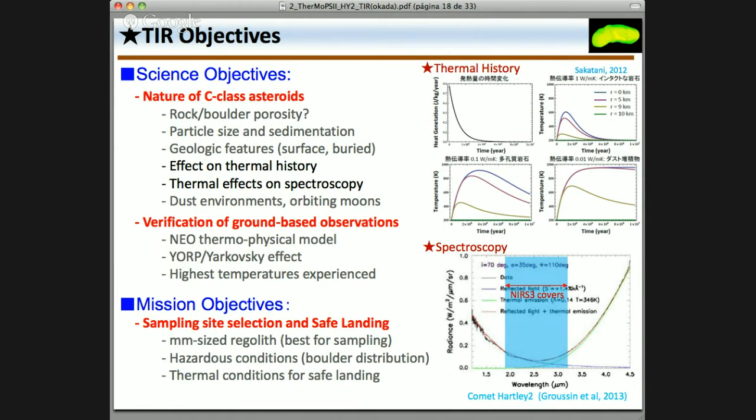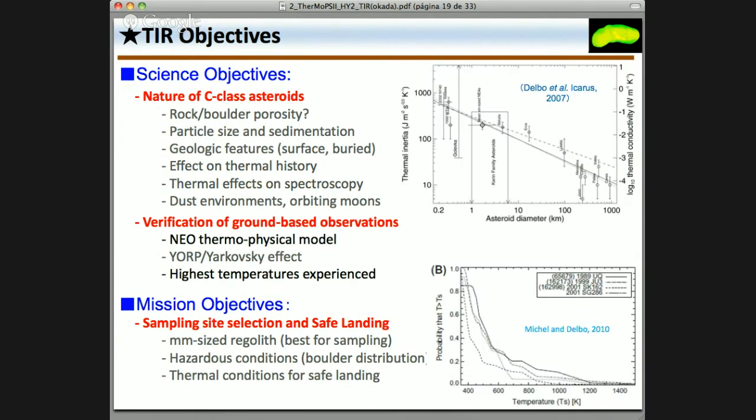And the other one is verification of ground-based observation for the model of the relationship between thermal inertia and asteroid size. We'd also like to know the highest temperature, through calculation, because the target of Hayabusa 2 is a C-type asteroid, and organic material is very important.